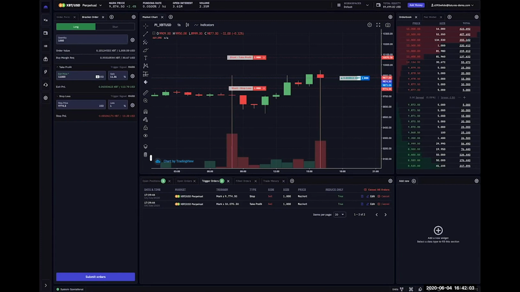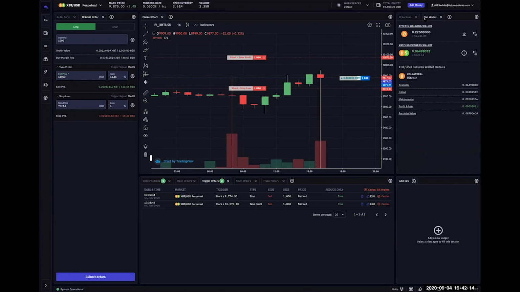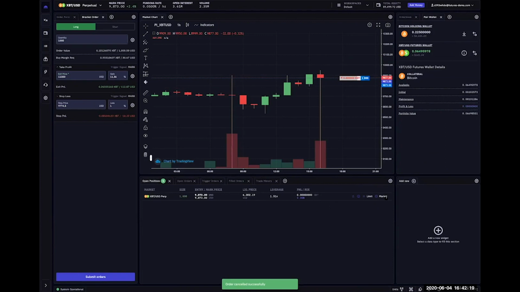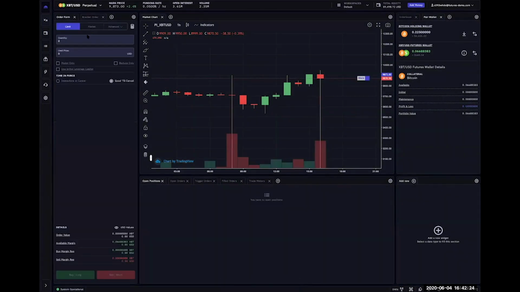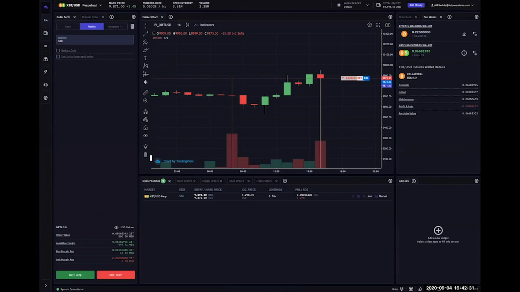I think there was a question here about the XBT USD futures wallet not updating when an order's placed, but it will update. If you show when an order's placed, margin will be used. So margin's not using those, but if you market close that, it should update slightly. Yeah, so it's 660. So yeah, it's decreased as a bit of margin is used. So it will update as you open and close positions.